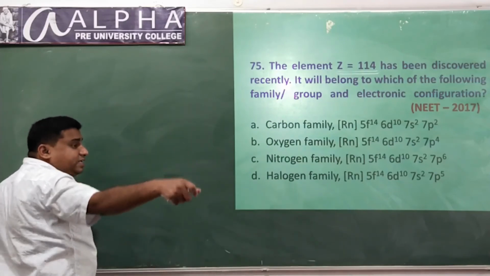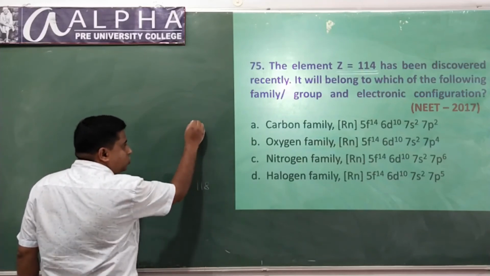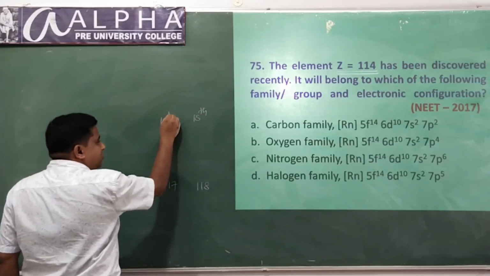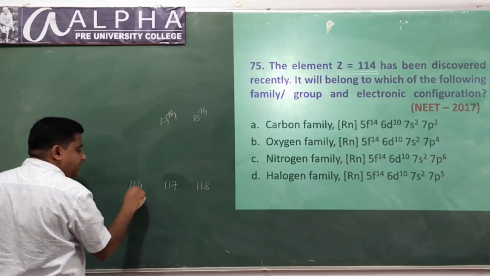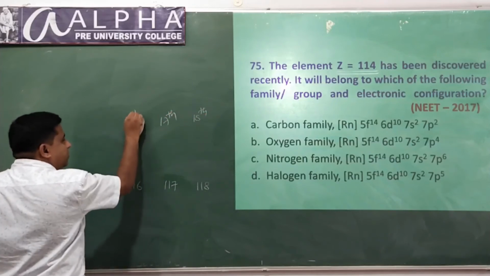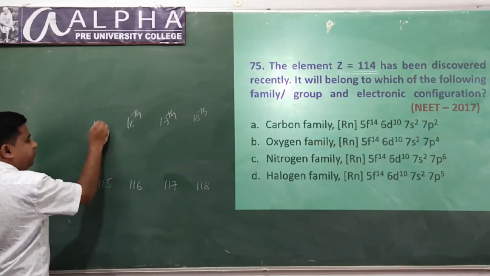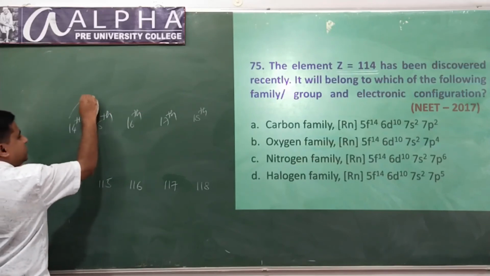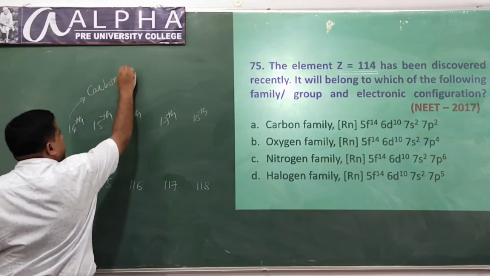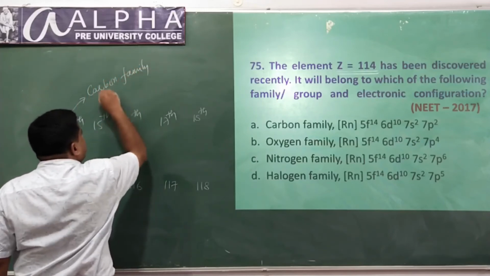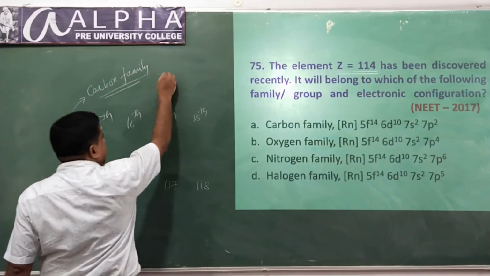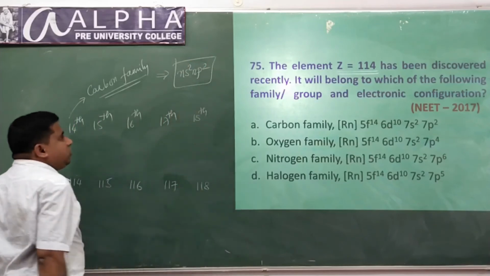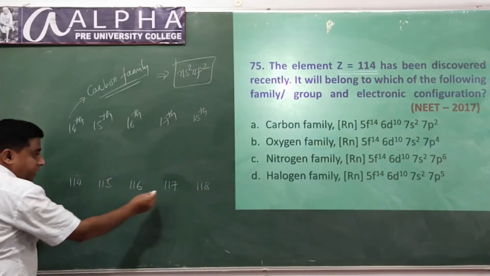Look here, the last element is 118. It belongs to which group? 18th group. The next element is 117, it belongs to 17th group. The next element is 116, 16th group. Next, 115, 15th group. The next element is 114, 14th group. 14th group means which family? Carbon family. What is the general outer electronic configuration of carbon family? It is ns2 np2.